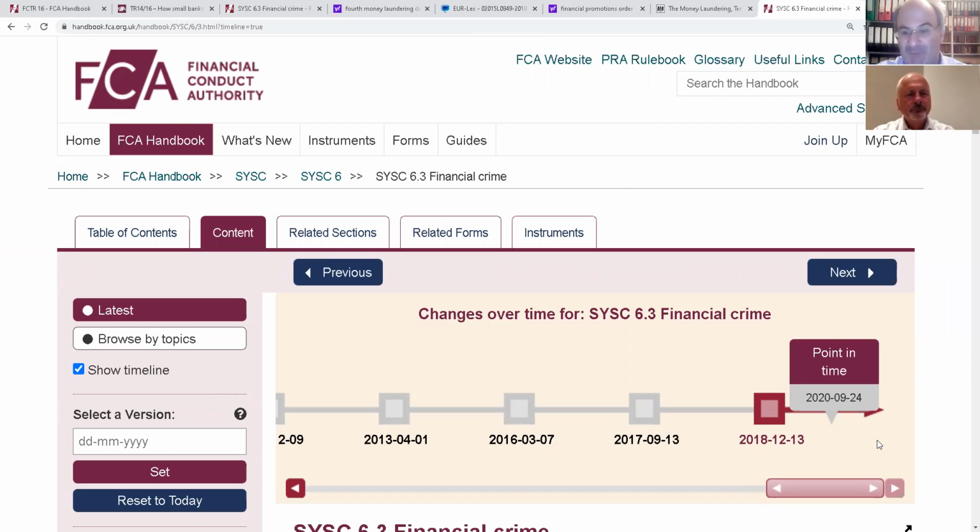Now, what we can see from this timeline is that the last change to the rules was on the 13th of December 2018, and the board of the FCA has not adopted any other changes. It doesn't mean they're not consulting on changes. Nothing appears on the handbook website until it's been adopted by the board.